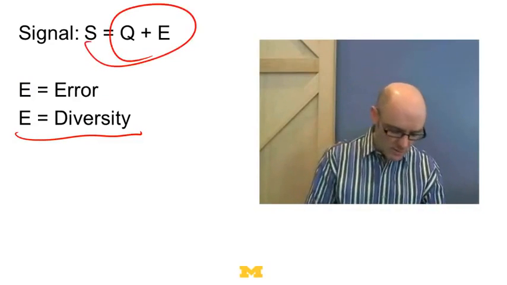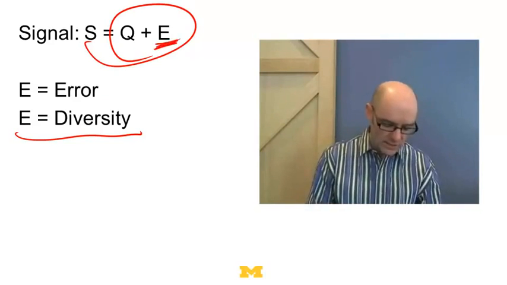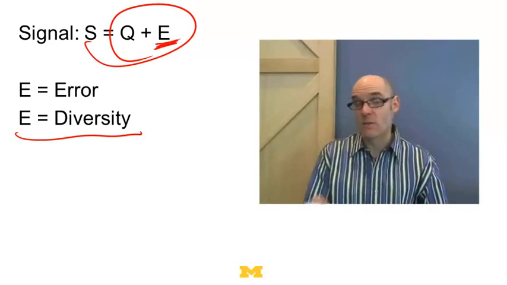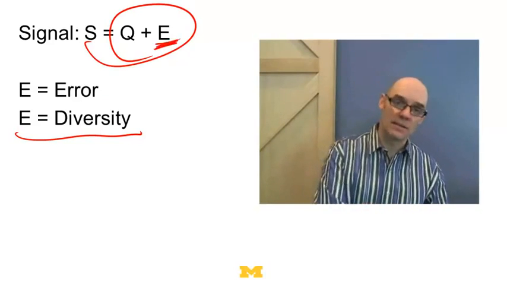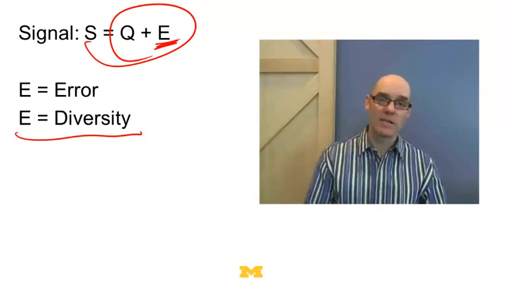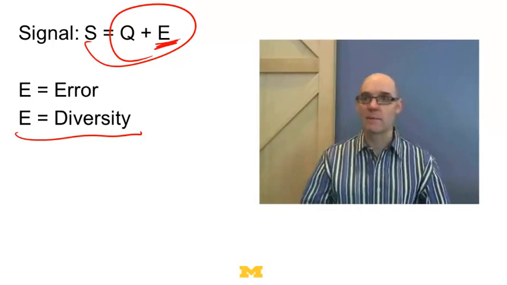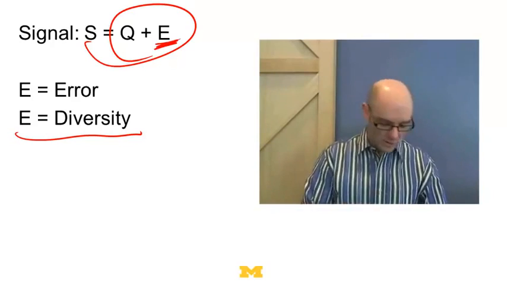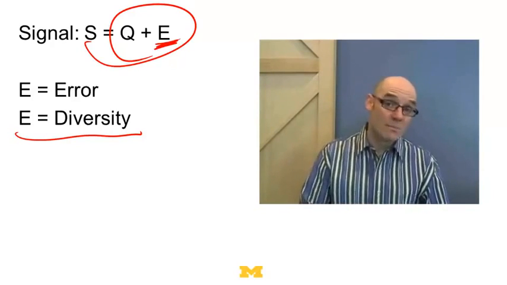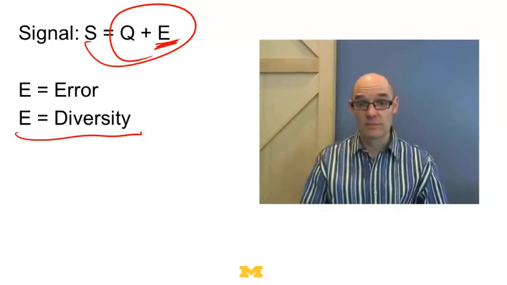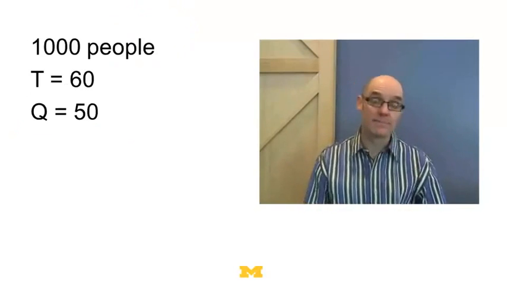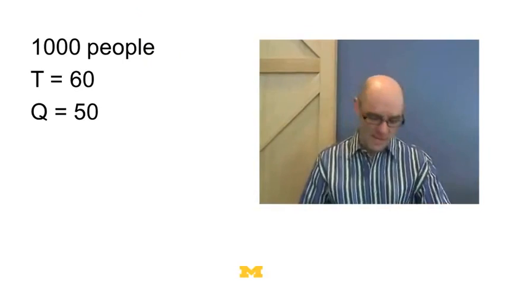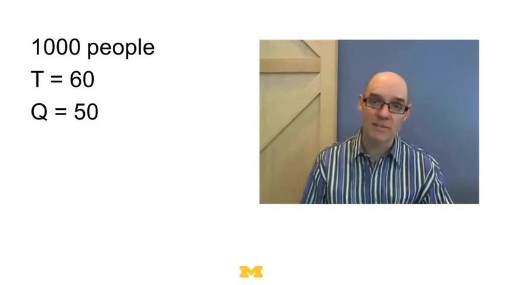So this E term, this Q plus E, we can think of as either error or diversity. Why does that matter? It matters because when we think about interpreting the model, in one case it'll tell us what happens if people have more noise in how they interpret the show, or alternatively, what it means if the audience is more diverse. So what does it mean? To do that, we've got to think a little bit, and actually do some math. So let's do an example. Suppose we've got 1,000 people.